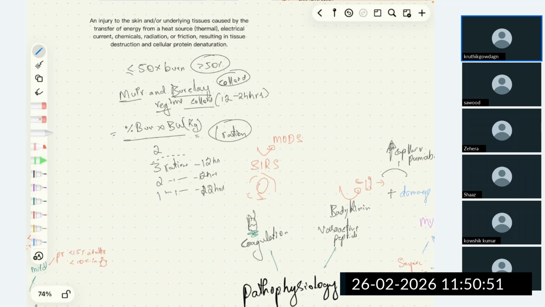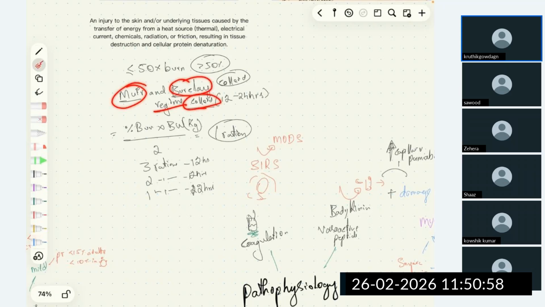So what did I say? We saw Muir and Barclay regime for colloids, which is given over 24 hours usually. That is percentage of burn into body weight divided by 2 is 1 ration. We should do into 3 and give it in the first 12 hours, into 2 and give it in the next 12 hours, and 1 ration will be given in the following 12 hours.